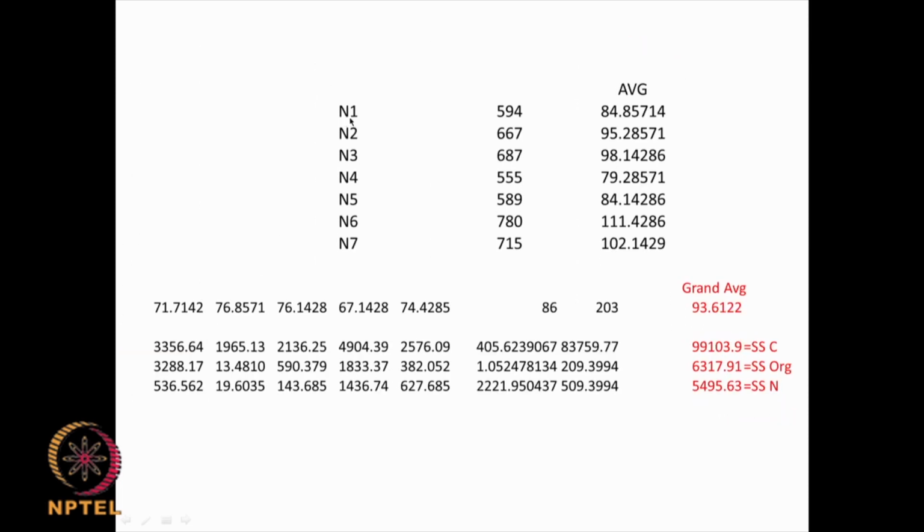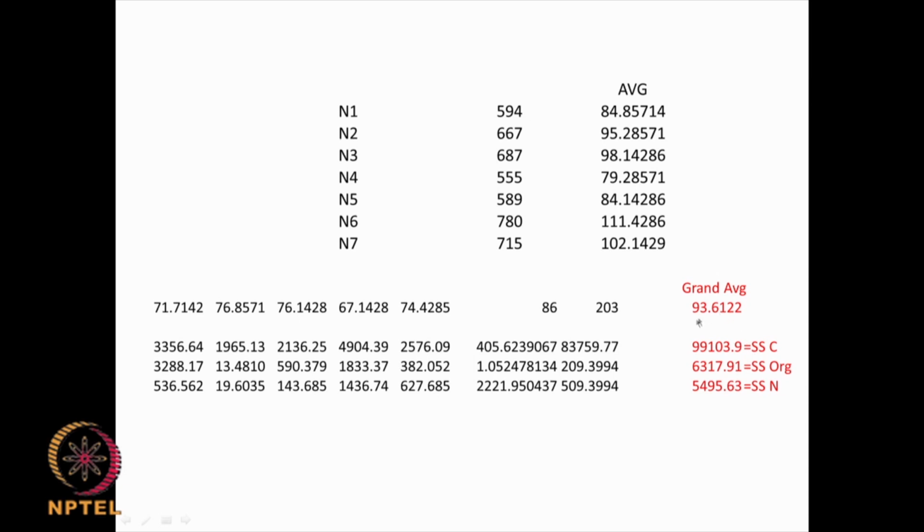Now how do you take the sum of squares for nitrogen? So we know the average, this is the average 84.8, and you know the grand average. So you know the average, you know the grand average. Each one of them you subtract, square it up, multiply by 7. So you should get this particular row for nitrogen. Each of the averages are like this, 84.8. This column gives you the sum of nitrogens. Then divide by 7 and you get this.